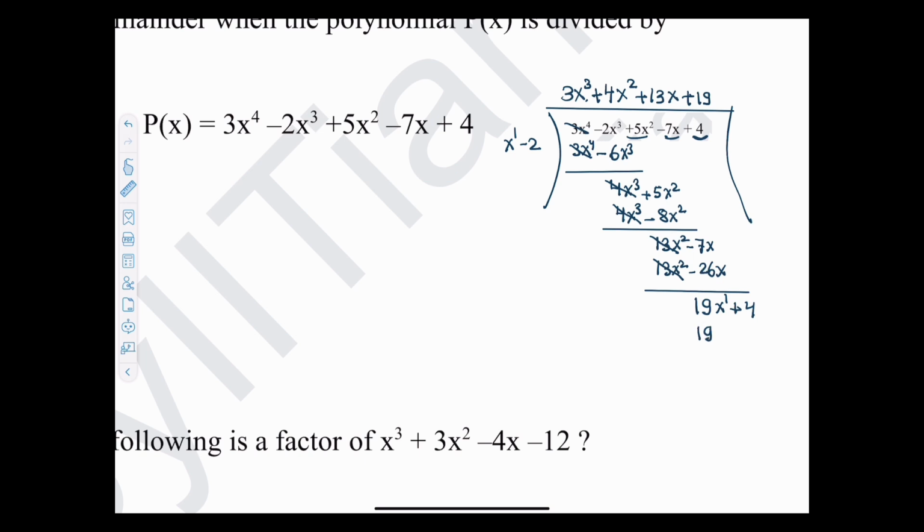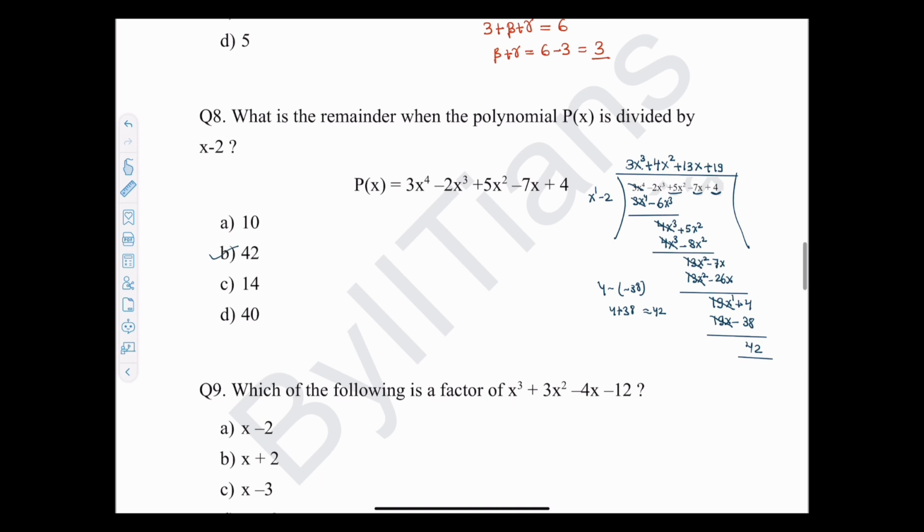So we will get 19x over here, and we will get minus 2 multiplied with 19. We will be getting 38. Okay. So obviously the 19x cancels out and I'll get 4 minus minus 38. So it gives you 4 plus 38, which is 42, which is the option number second.